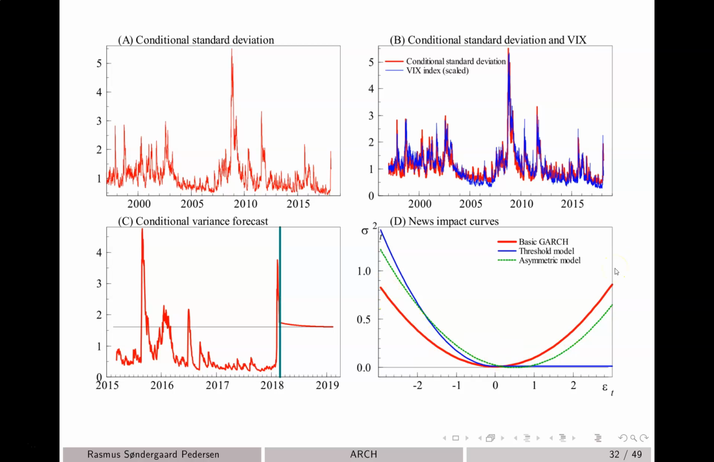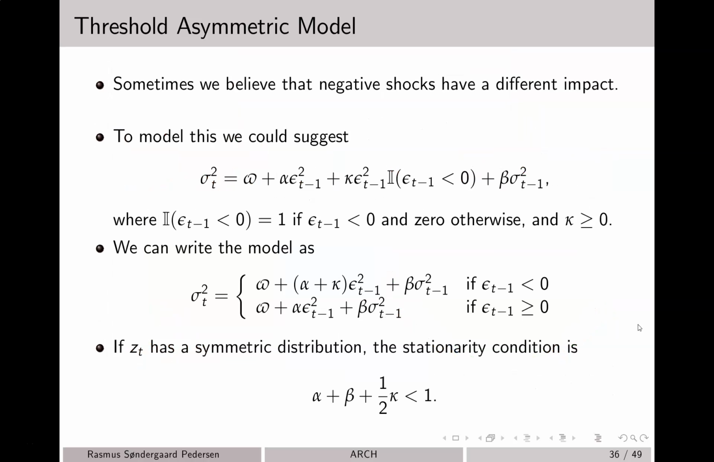But one may actually think about the case where the impact of the shock depends on the sign of the shock. One motivation could be that if we have a large unexpected negative shock, this should have a greater impact than a positive shock. One example of such a model is the so-called threshold asymmetric model.